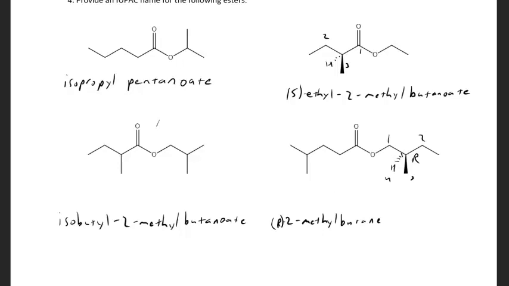So R-2-methyl butane. And then we start out with the parent chain, which is 1, 2, 3, 4, 5 carbons long, and a methyl group at carbon number 4. So 4-methyl pentanoate.